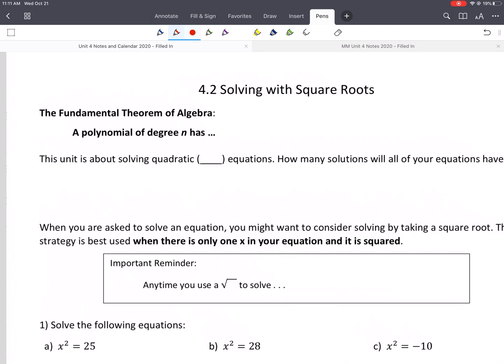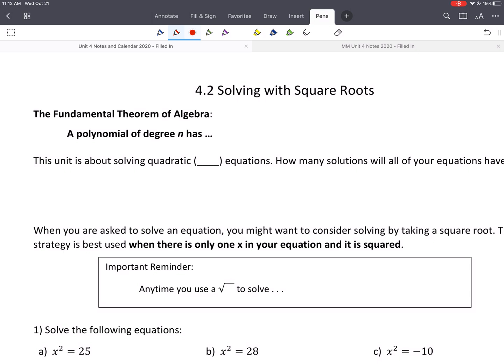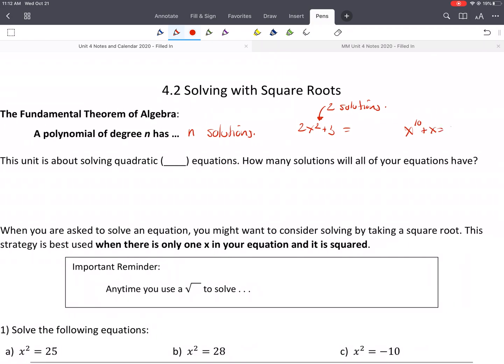So again, what is the fundamental theorem of algebra? Just a reminder in case you forgot. This is important, might be important to memorize. A polynomial with degree n has n solutions. So if we had something like 2x squared plus 3, the degree is 2, so we have 2 solutions. If we had x to the 10th plus x equals 0, here we'd have 10 solutions.